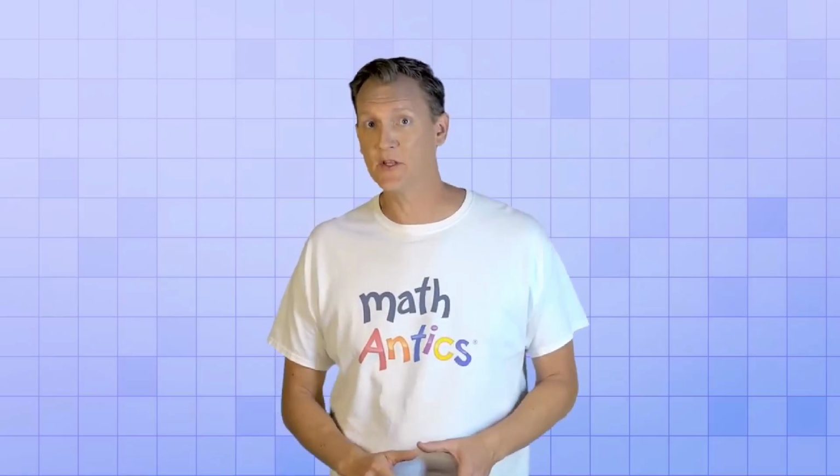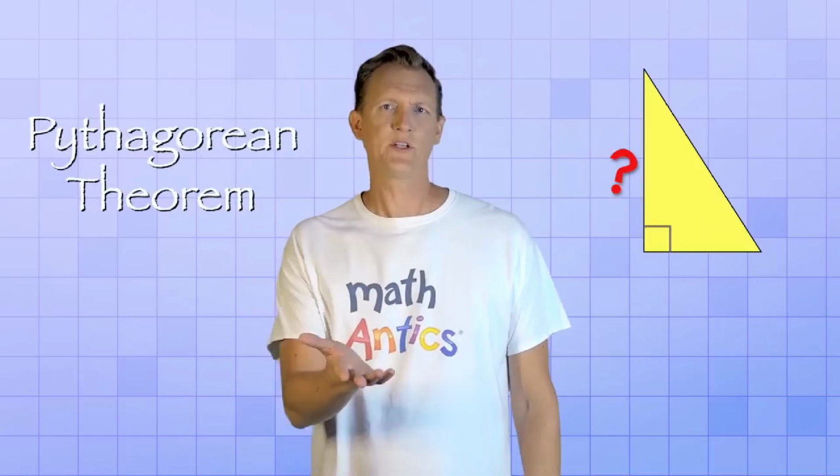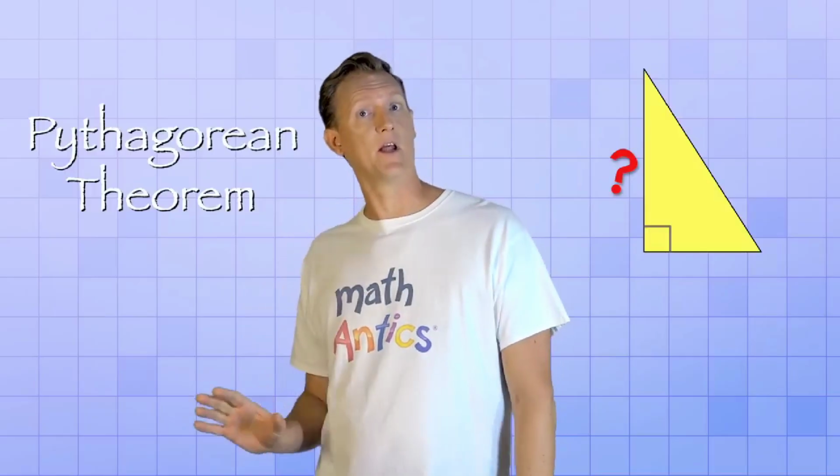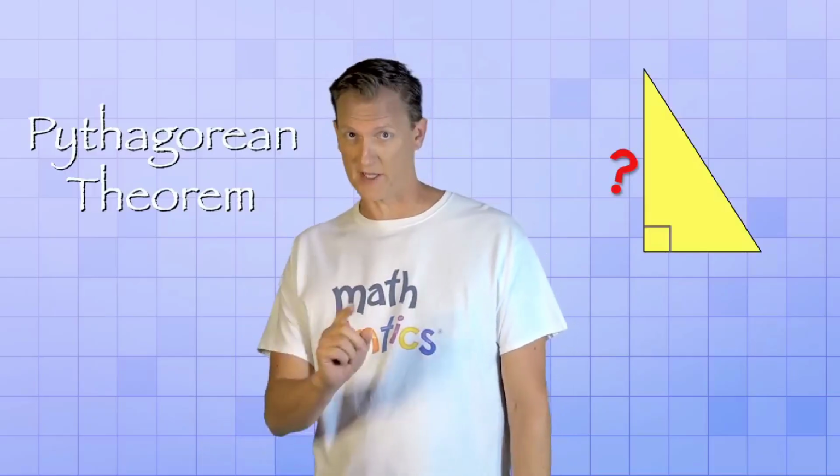Okay, so that's how you use the Pythagorean theorem to find the length of an unknown side of a right triangle, which is its most common use. But there's another way that you can use the Pythagorean theorem that I want to mention. You can also use the Pythagorean theorem to test a triangle to see if it truly is a right triangle. You know, in case you're not already sure.